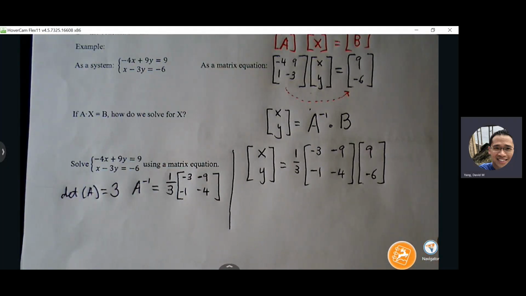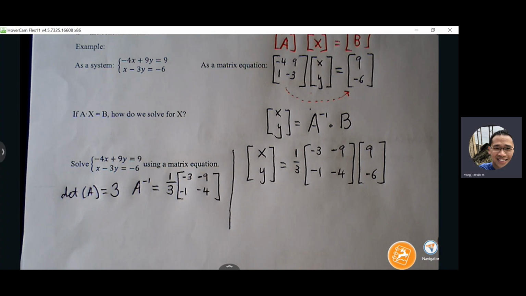Okay, so we found the inverse. We found the inverse because we want to cancel matrix A on the other side of our equation to get that variable by itself. So now I have inverse of matrix A times B. Any questions? So really, we just have to multiply this out, just like how we've done before with multiplication, and then we can solve for x and y.